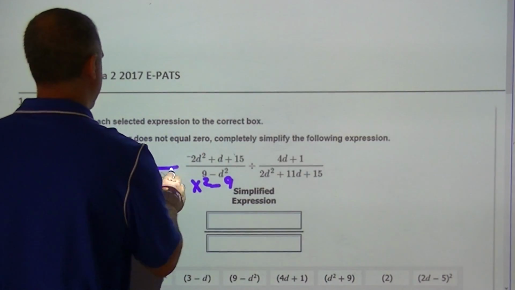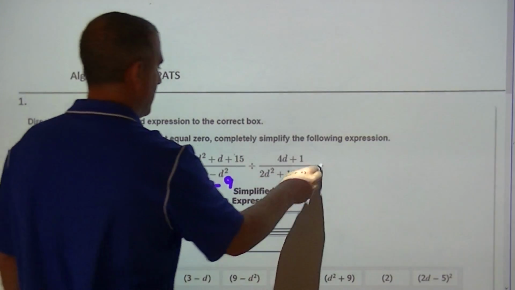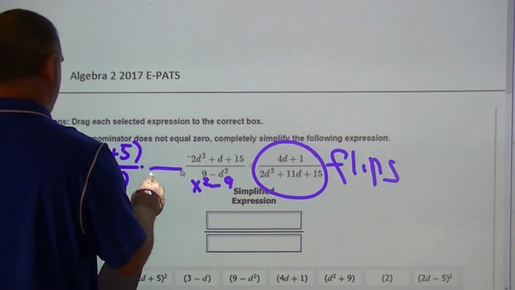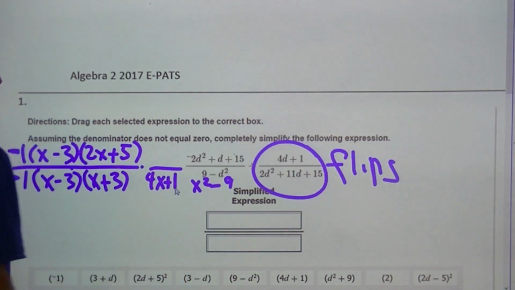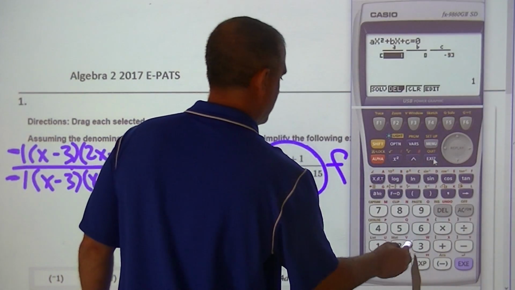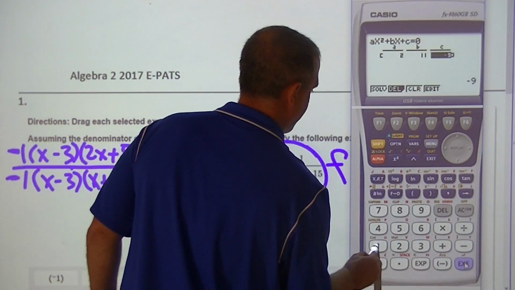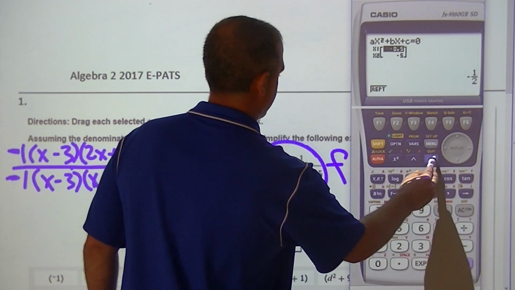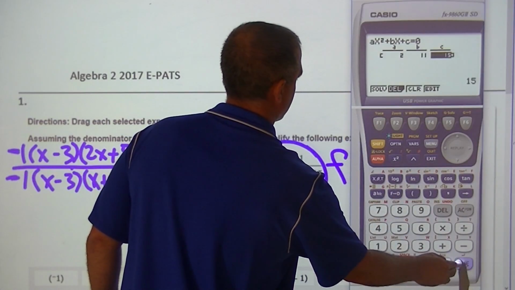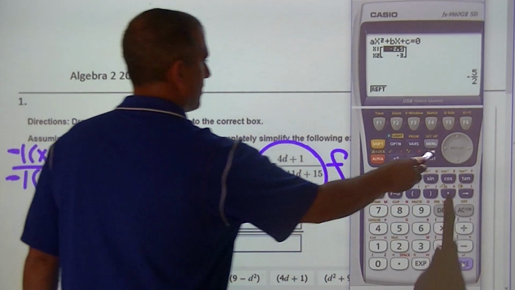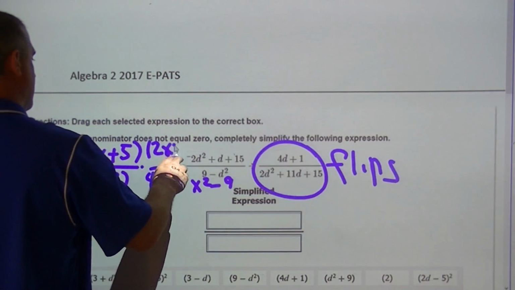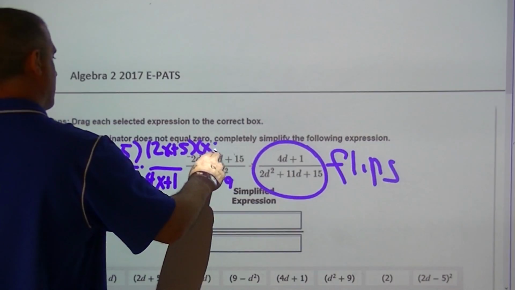Okay? Then what the division does is it flips this. The 4x plus 1 is going down below, and this is coming up top. So I got 2, 11, and 15. So that's 2x plus 5 and x plus 3.